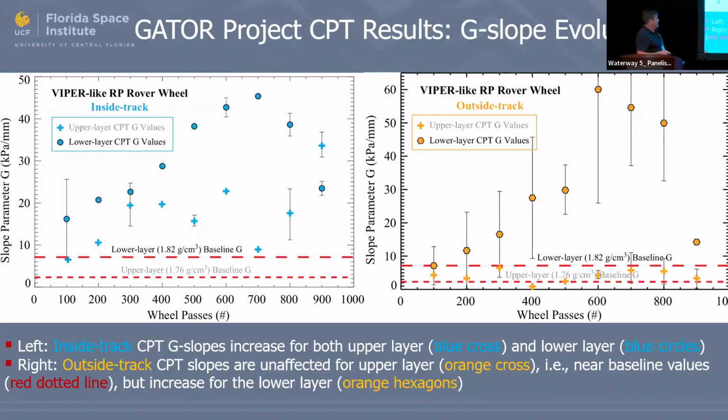The left shows inside track G slopes for both the upper layer, the blue crosses, and the lower layer, the blue circles. And you can see there's an evolution of the G slope properties that correlate with the density, like I showed earlier in the compaction of the simulant. And on the right side, interestingly, the upper layer doesn't change, it hugs the baseline there, so it's not really affected, but the lower layer is.